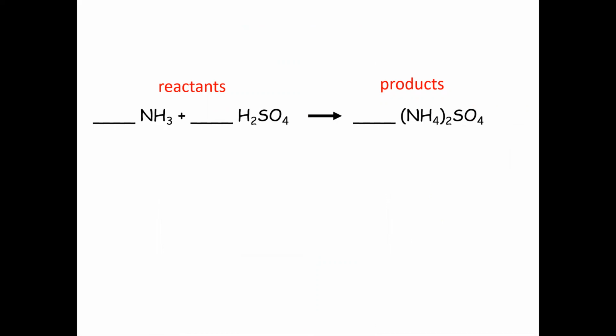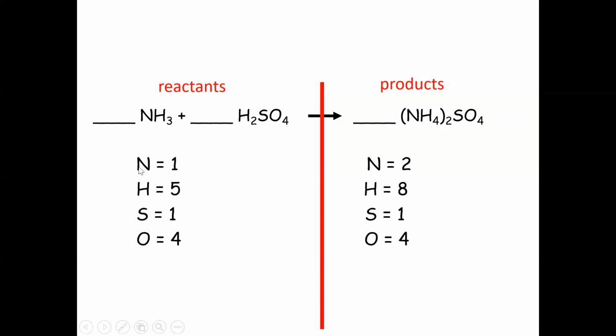So next one. Again, separate your reactants from your products. And if you look at ammonia and sulfuric acid there, you can see that the number of atoms of each element is as follows, and the same for ammonium sulfate on this side.